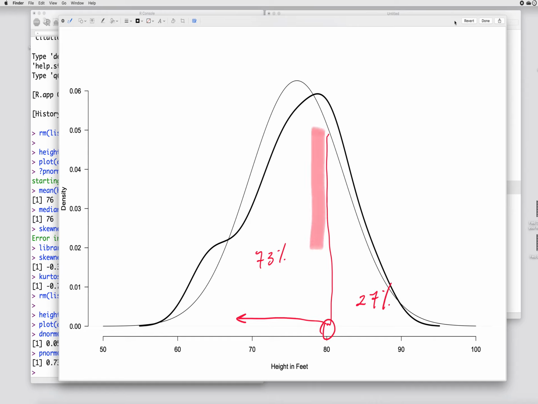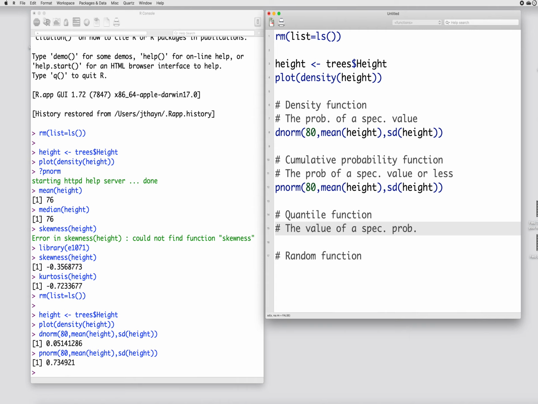Okay. The next function that we can use is the quantile function, and it's the exact opposite of the cumulative probability function. So here, it's going to return the value of a specified probability. So I'm going to supply a probability. Let's say that the function here is qnorm. I'm going to say, what value separates the 75% of the shortest trees from the 25% of the tallest trees?